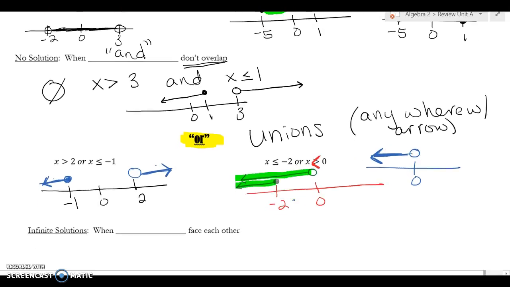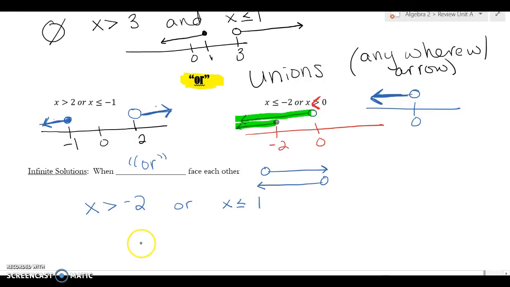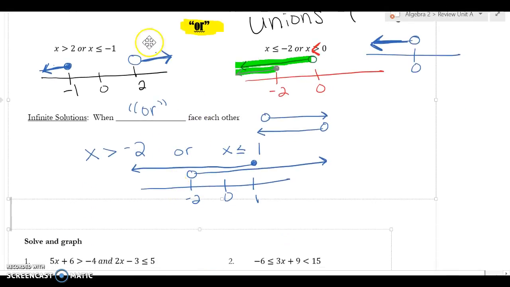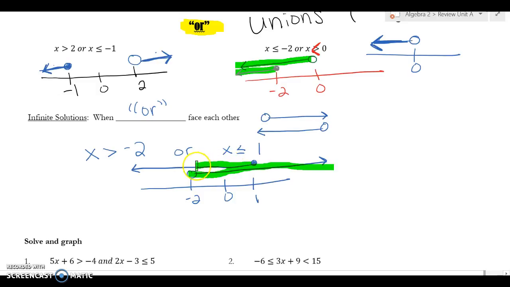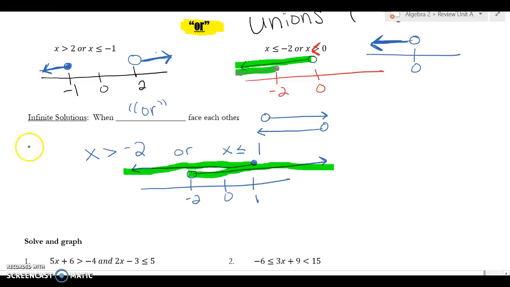All right, when we have OR problems, that's when you can have infinite solutions, and that is going to be when the OR problems' arrows face each other. So if I have an arrow going this way and then an arrow going this way, they keep going in both directions. So if I have something like x is greater than -2 or x is less than 1, what happens here is at -2, it's an open circle going to the right. At 1, it's a closed circle going to the left. But I have arrows everywhere. I have an arrow going all the way there and one all the way there. So they don't stop. So that's why whenever you have OR problems and they face each other, then these are all reals.